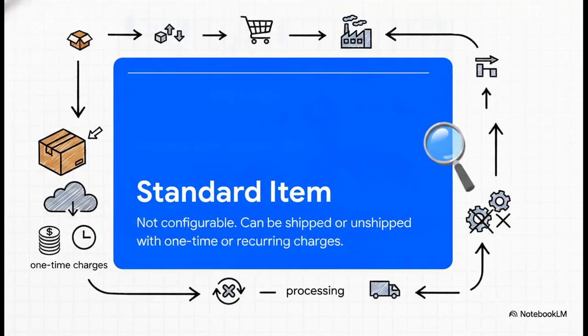The absolute most foundational building block you'll set up in the product information management area is the standard item. It's straightforward. It is not configurable. But hey, standard definitely doesn't mean boring or limited. A standard item could be a physical product shipped in a box, or it could be entirely digital and unshipped, like a downloadable software key or a training PDF. Plus, you can set the billing for these as either a one-time fee or a recurring charge.